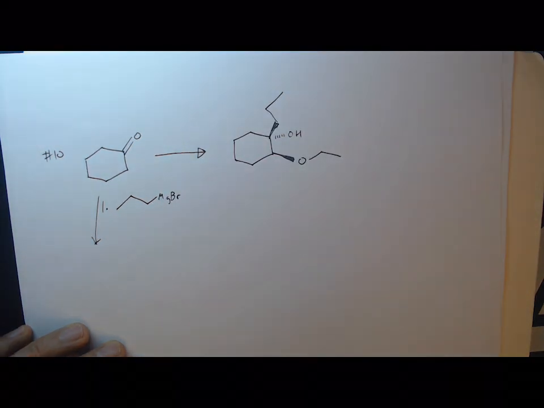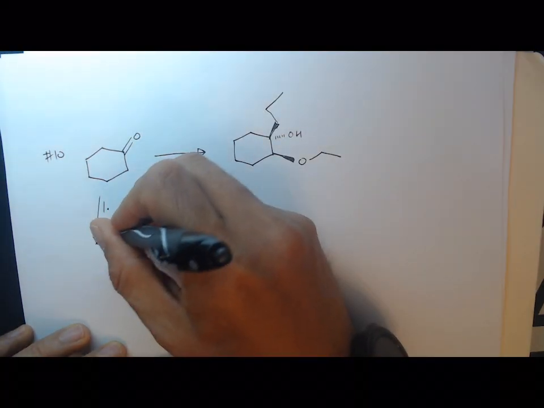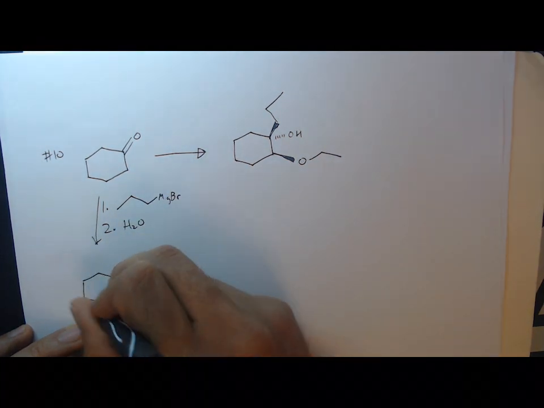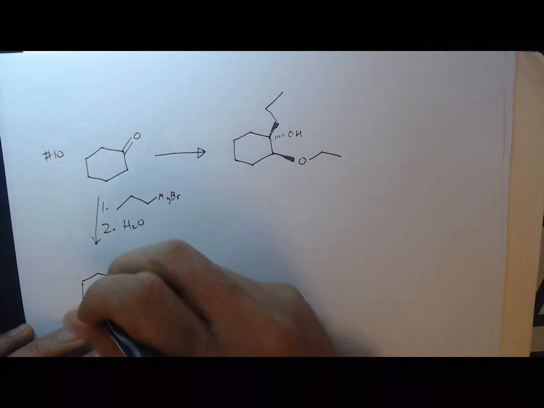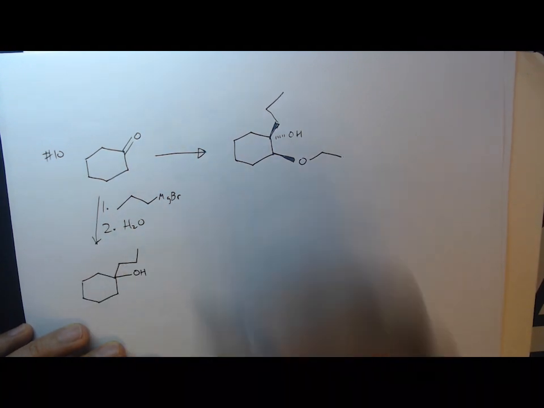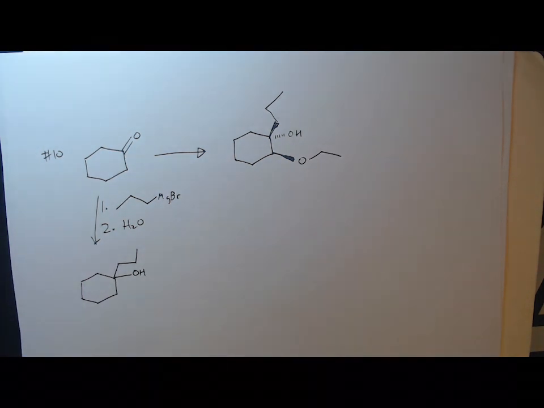So propyl magnesium bromide followed by water for the quench. And I'm not going to worry about stereochem right now for that. But we now have that, and we have to figure out how to get the other piece on there, right? So I'm going to go ahead and do an elimination.